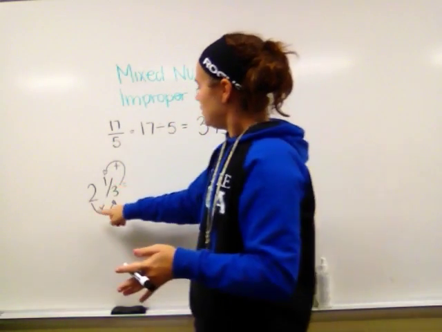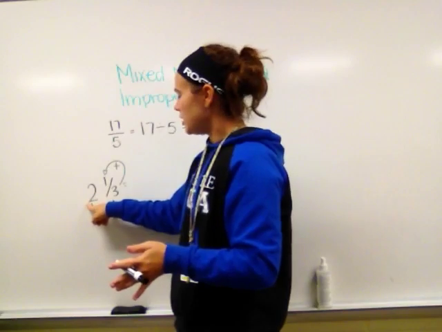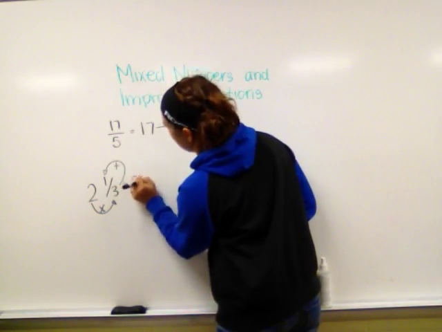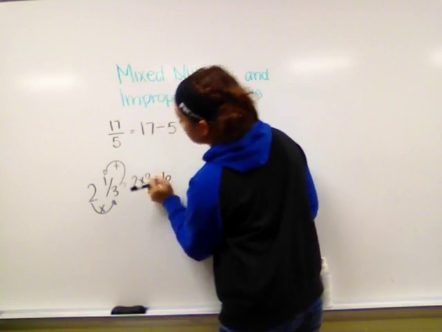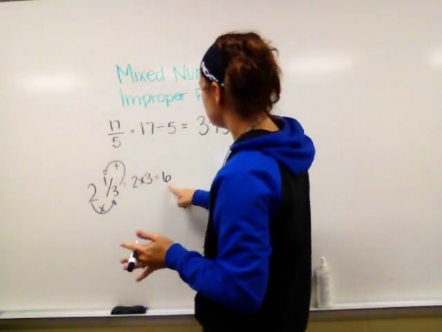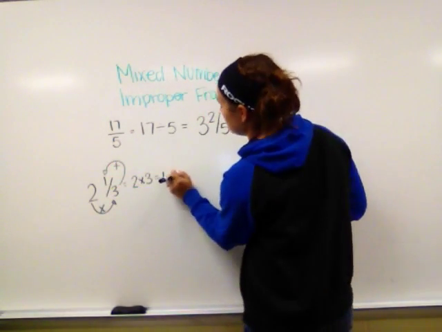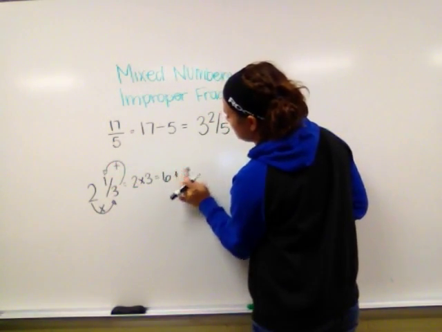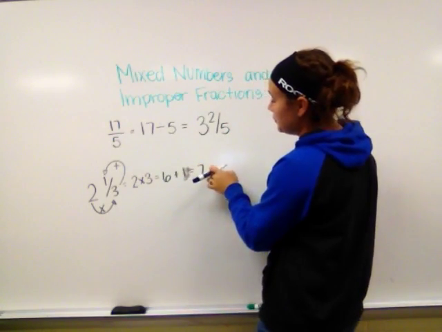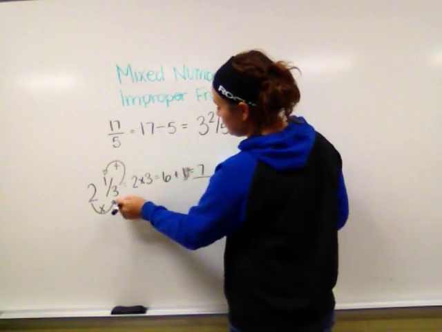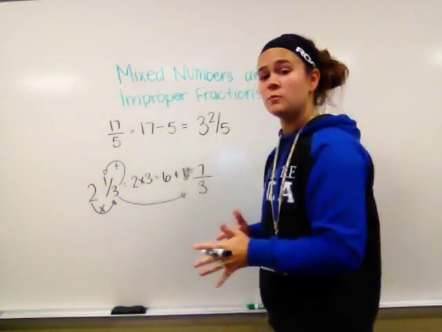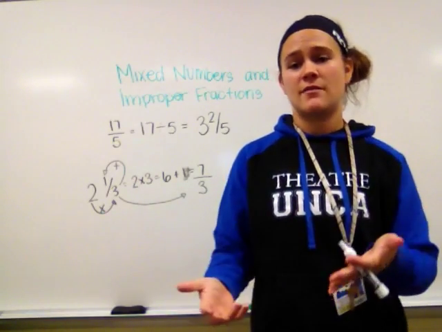So what I'm going to do is I'm going to start with my whole number, and I've got 2 times 3. That equals 6. And then I'm going to take that 6 and add 1. 6 plus 1 equals 7. So 7 is my new numerator. And then I'm going to keep my denominator the same. So 2 1/3 is the same thing as 7/3.